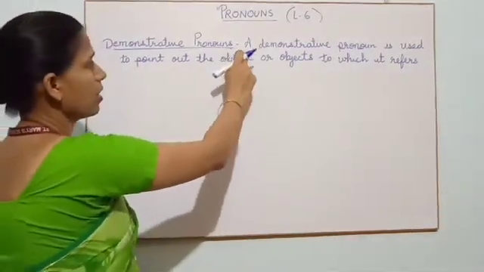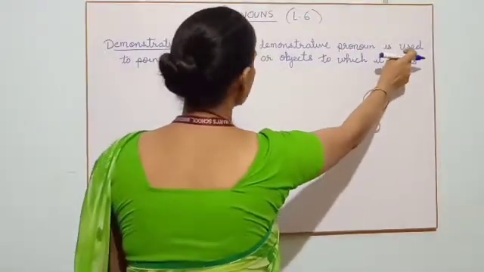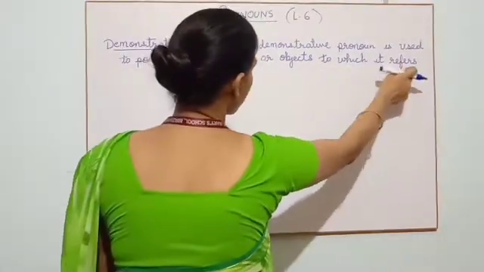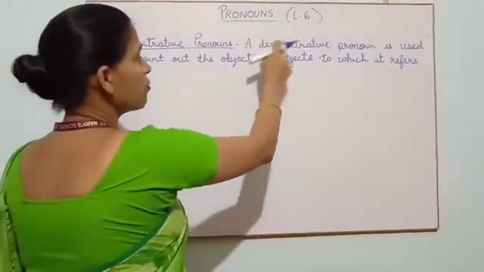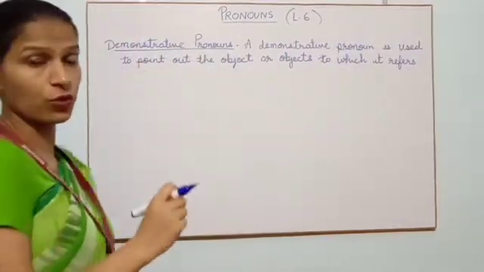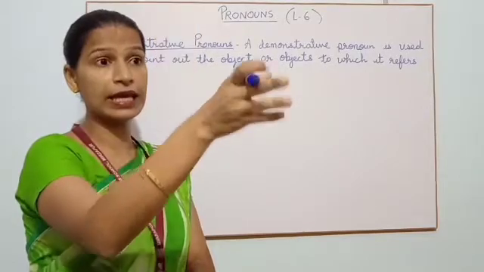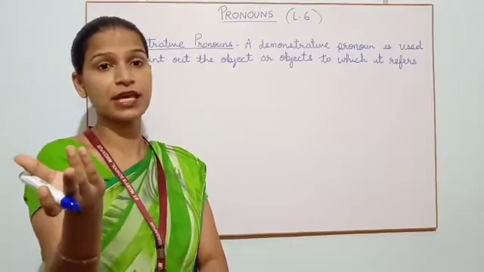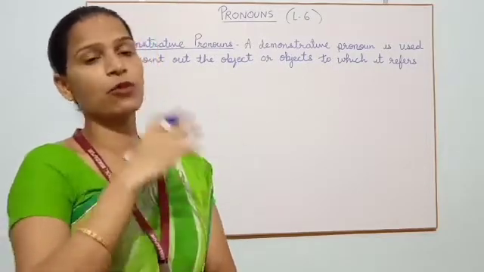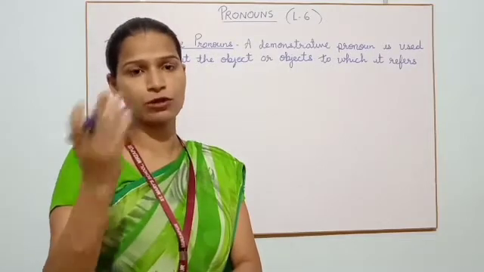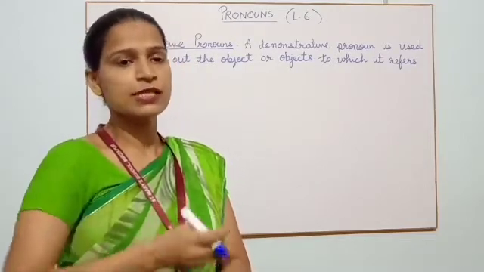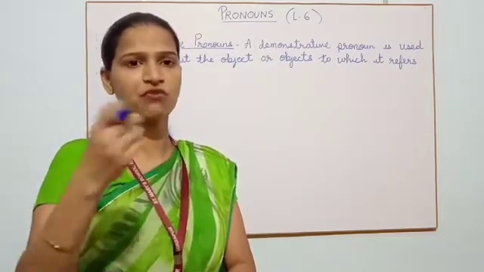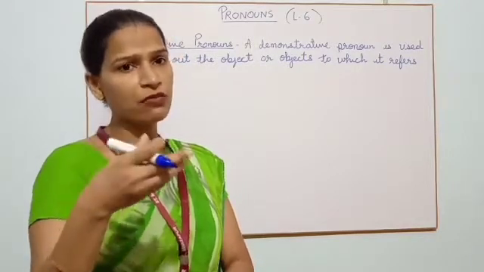Demonstrative pronouns. A demonstrative pronoun is used to point out the object or objects to which it refers. As I have told you, it is used to indicate, it is used to point out the object or objects. It can point out a single thing or it can point out more than one, plural also. So simply you can understand this: demonstrative pronouns means when we have to indicate something, whether it is far or near, we use certain words.